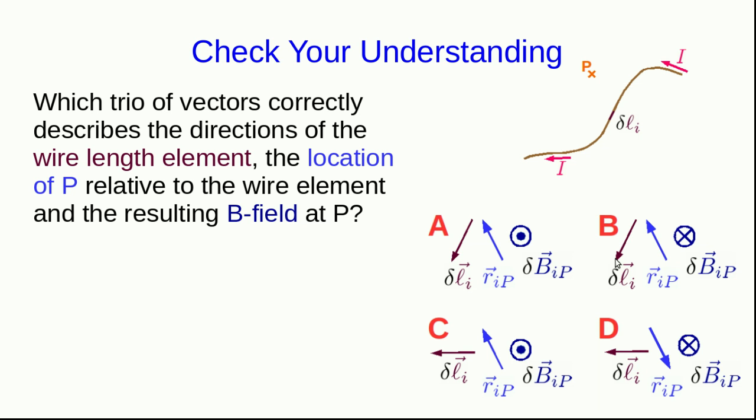As always with magnetic fields, the difficulty here is getting all the directions of the vectors right. So practice. Here's a wire, and I've shown which way the current is going in the wire, and a point P, and you should decide which of these trios of vectors for the delta L vector, the r_iP vector, and the resulting magnetic field is correct.